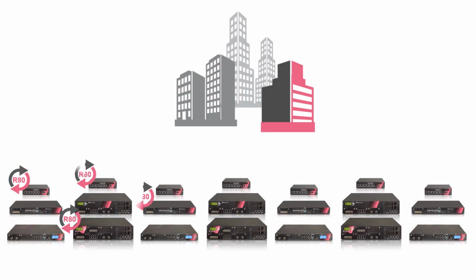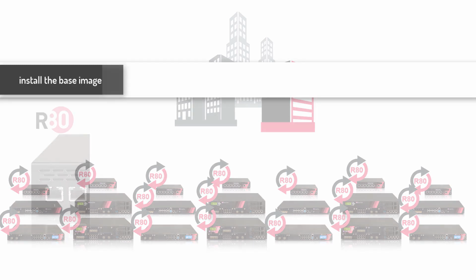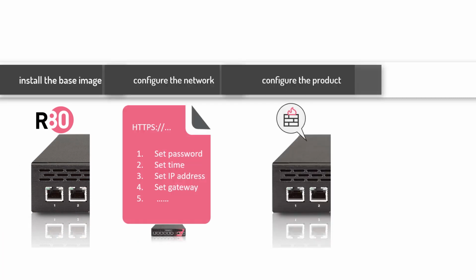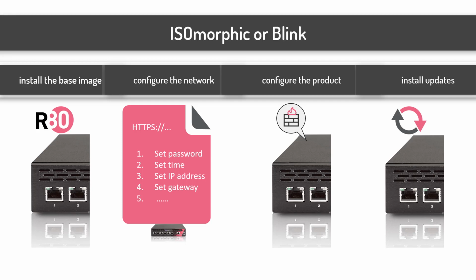Welcome to this third video in the Checkpoint Tech Bytes video series on deployment options. If you routinely re-image Checkpoint gateways, then you may be looking for a way to streamline the process. Today you can install the base image, script the basic network configuration, configure the product and install the latest updates using the isomorphic tool or a new tool called Blink.